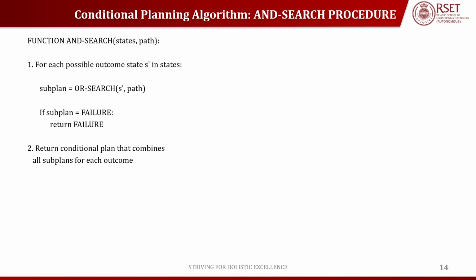Whereas in step 2, it is written: return conditional plan that combines all subplans for each outcome. If all subplans succeeded, then return the conditional plan. If rain, then you can take the bus and reach the college. If it is sunny, you can take the bike and then reach the college. So this is a type of conditional plan.